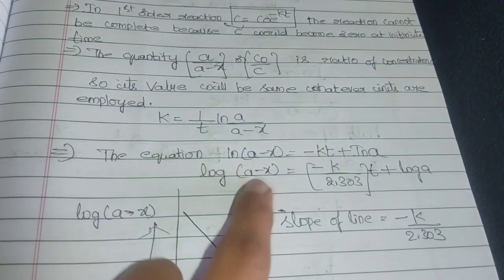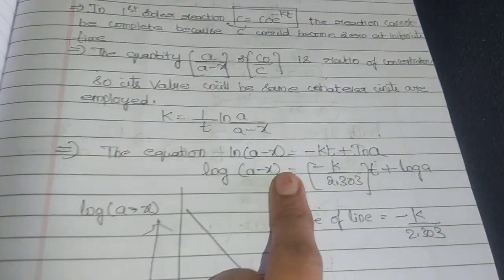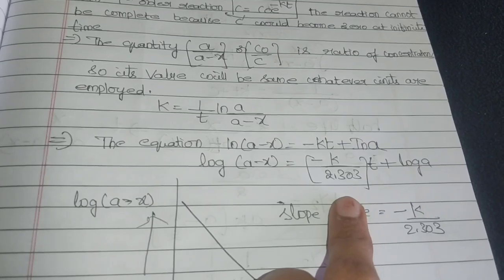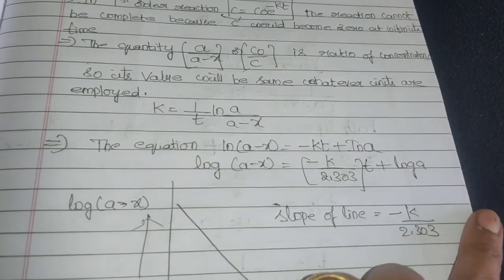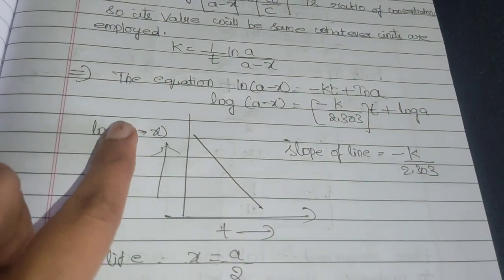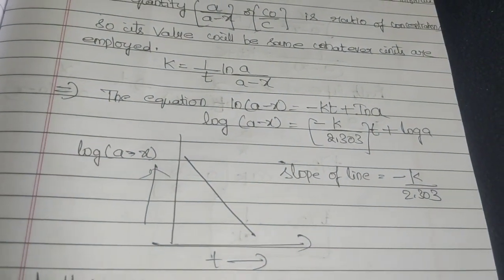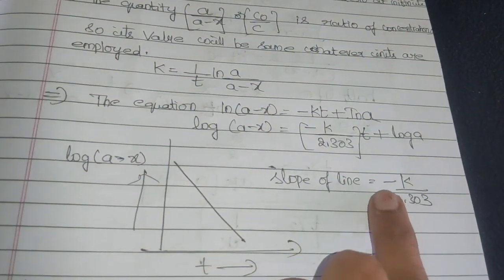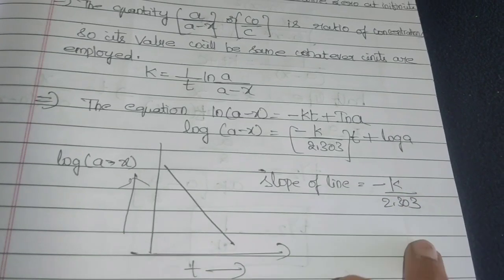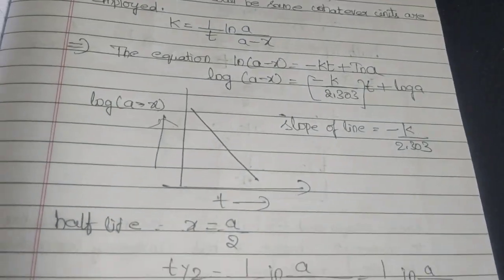This is only rearranged. So we get log (A minus X) is equal to minus K by 2.303 into t plus log A. When we draw a graph between log (A minus X) and time, we get a line like this, and the slope of the line is minus K by 2.303.